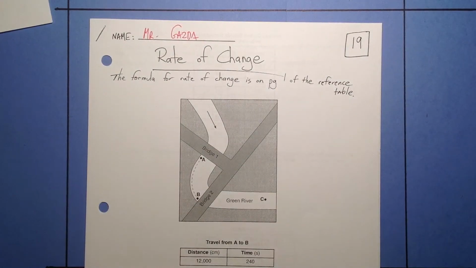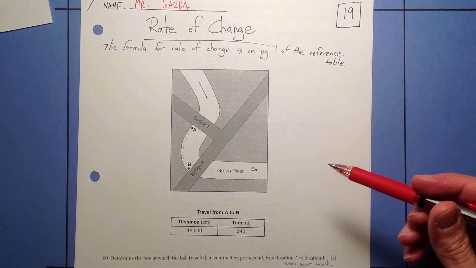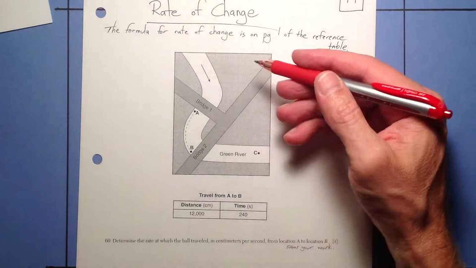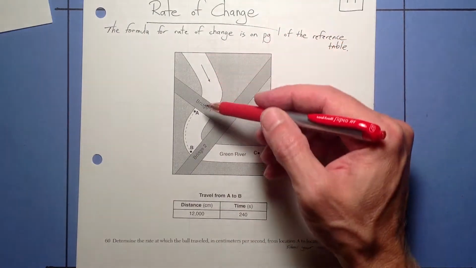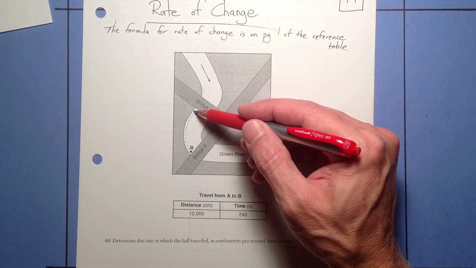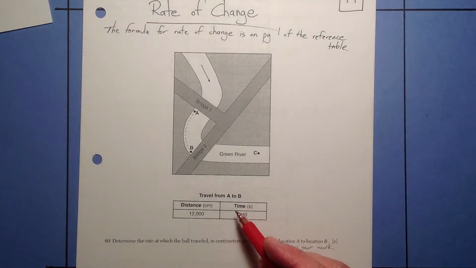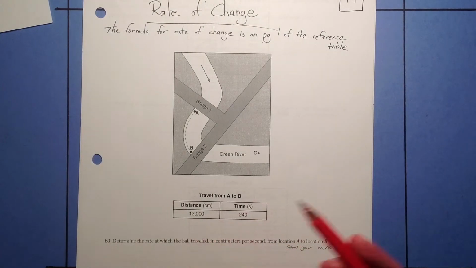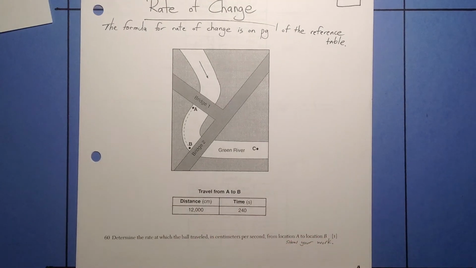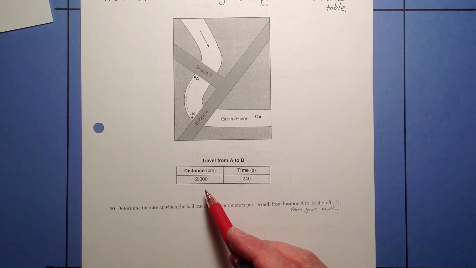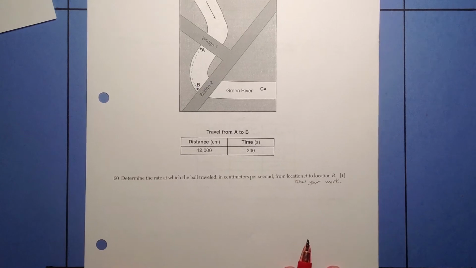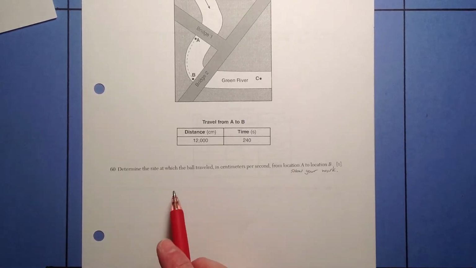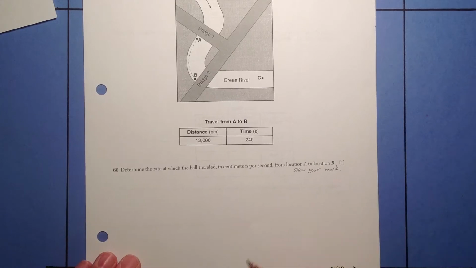So in this case, this is a stream, and A is a point in the stream, something's floating down the stream. For this thing to get from A to B in this stream, the distance is 12,000 centimeters. It took 240 seconds. So the change in value of its location is 12,000. It took that long. Determine the rate at which the ball traveled in centimeters per second from location A to B. Show your work.